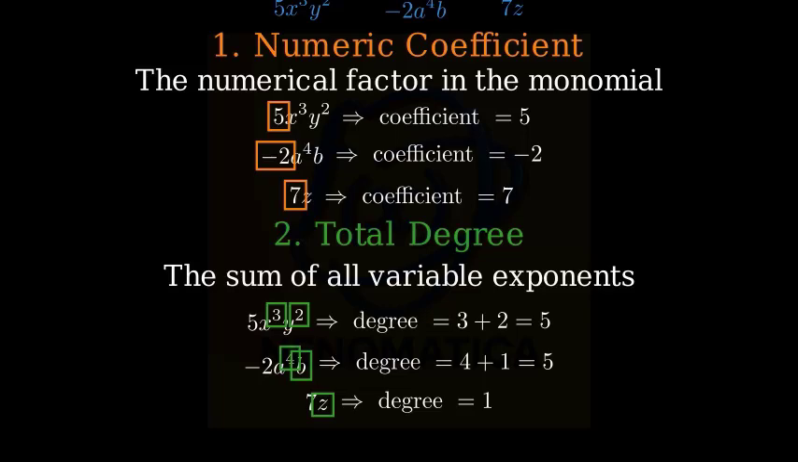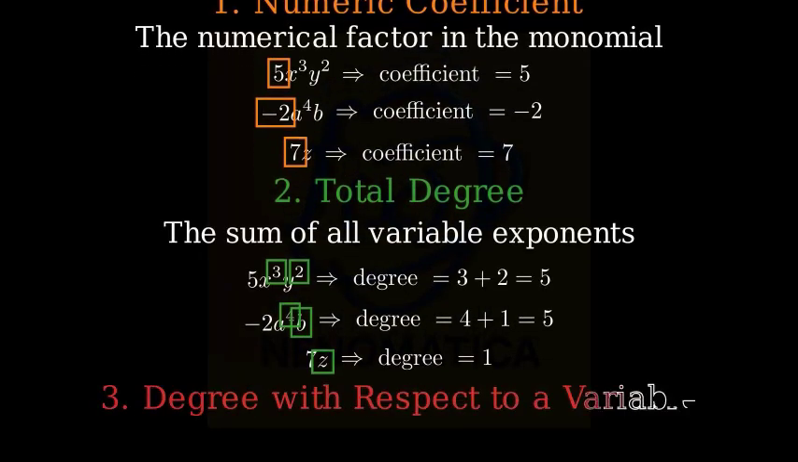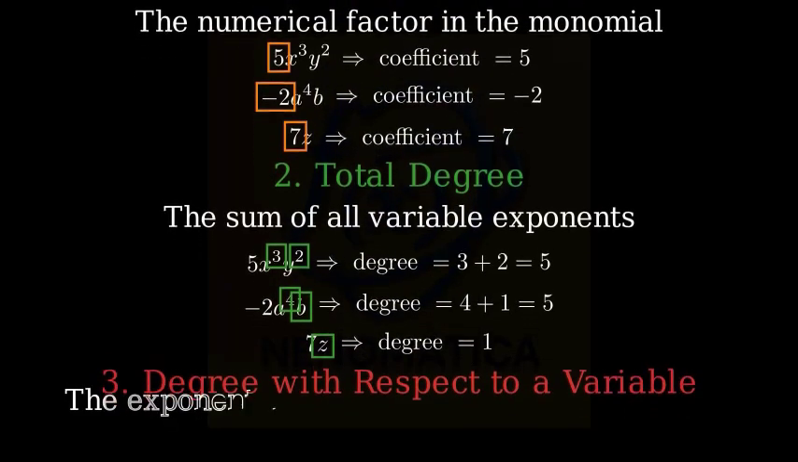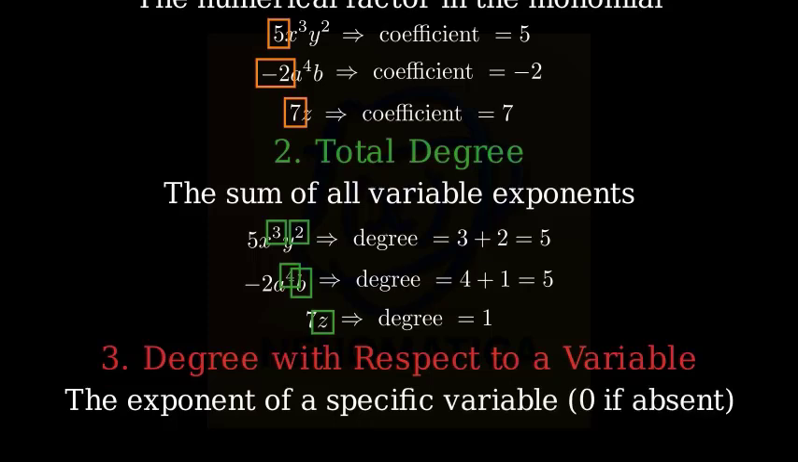Our third concept is the degree with respect to a specific variable. The degree with respect to a particular variable is simply the exponent of that variable in the monomial. If the variable doesn't appear, its degree is 0.